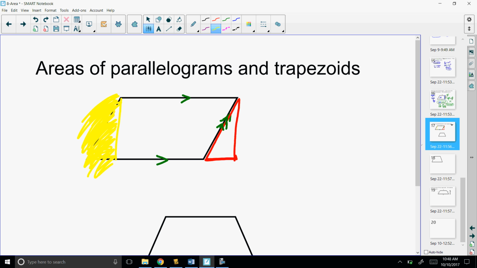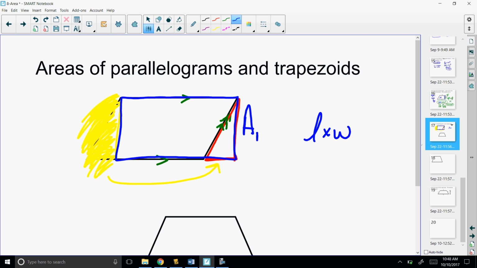It no longer exists there. I moved it over here to this position. When you do that, the figure that is formed is a rectangle. And how do you find the area of a rectangle? That is going to be length times width, or base times height.